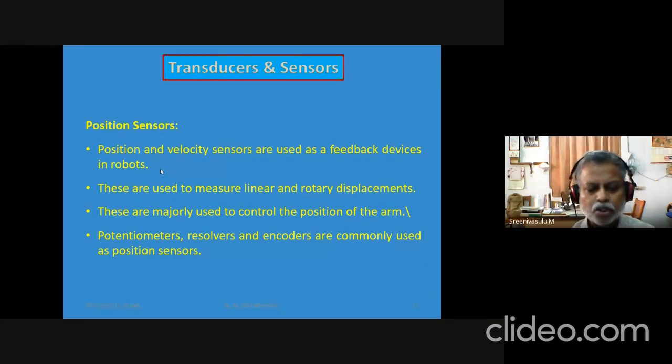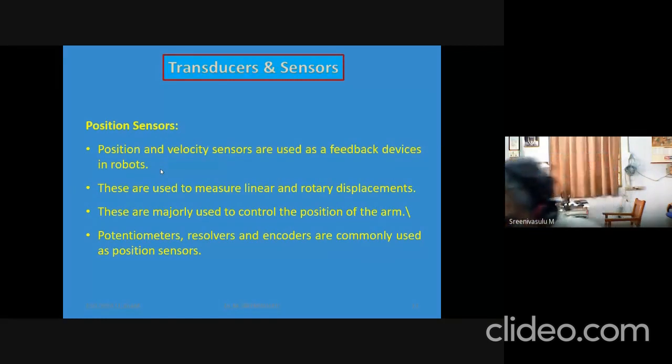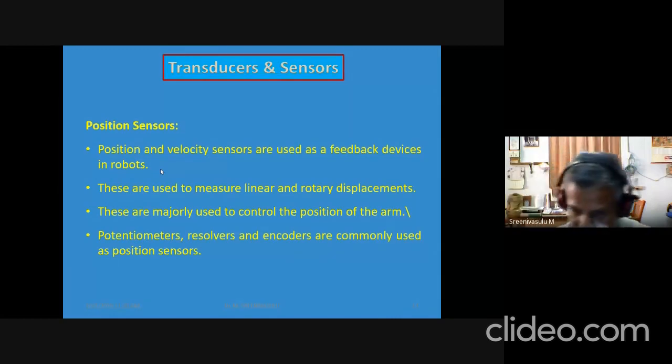That feedback is going to be compared with the input, and that is how the error signal is going to be generated wherever required. These are majorly used to control the position of the arm. That is obvious. Once you know these values, you are going to compare them with the input values, and that is how you are going to control its position. That feedback is going to be used to move further. That way you can vary.